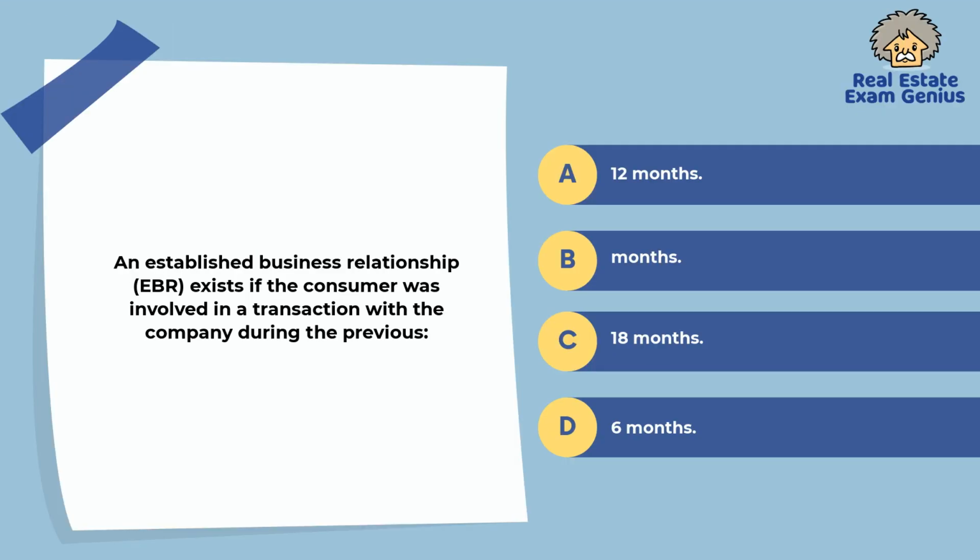An established business relationship exists if the consumer was involved in a transaction with the company during the previous 12 months, 18 months, 6 months.